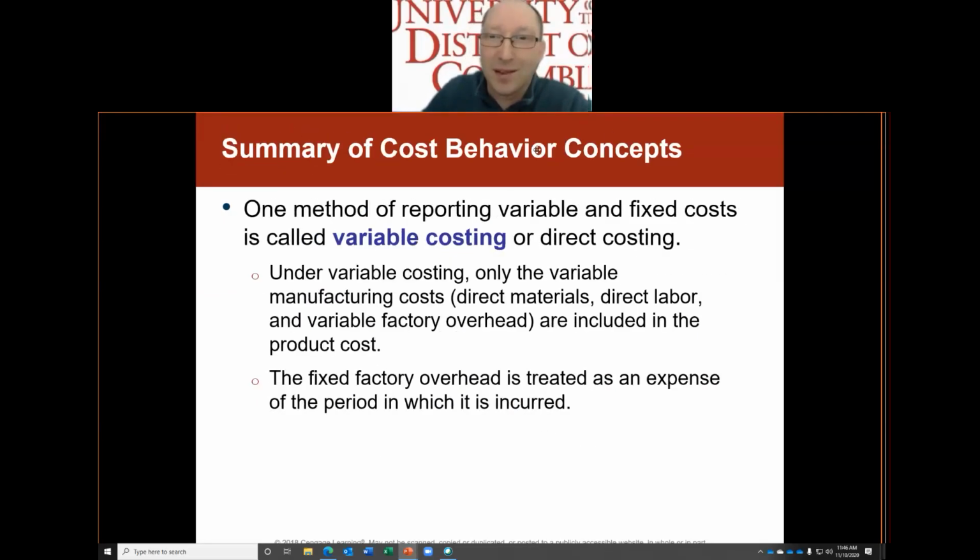Okay. Let's summarize some of the concepts. One method of reporting variable and fixed cost is called variable costing or direct costing. This is the terminology, right? This describes what the reporting of variable and fixed cost is. Actually, it's mostly called direct costing. Under variable costing, only the variable manufacturing costs, which include direct materials, direct labor, and variable factory overhead, are included in the production cost or the product cost. The fixed factory overhead rate is treated as an expense.